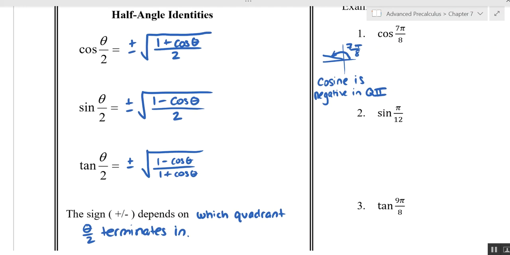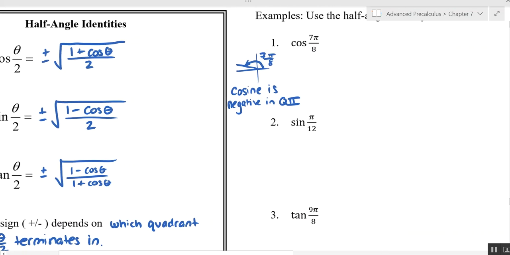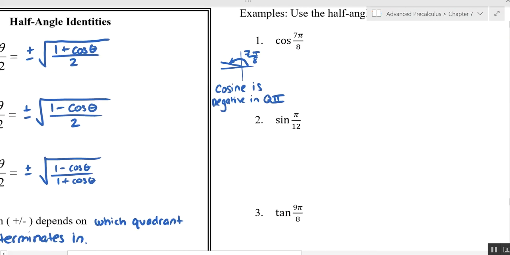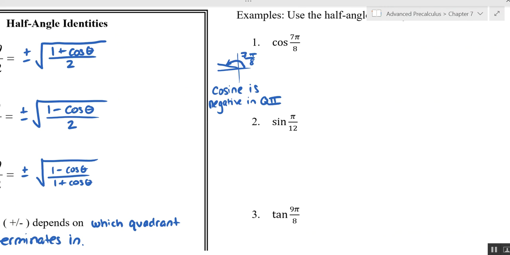All right, let's take a look at some half angle examples. So the first one says cosine of 7 pi over 8. That's clearly not on our unit circle. But if we multiplied that angle by 2, we would wind up with 7 pi over 4. And that is something we can clearly evaluate.